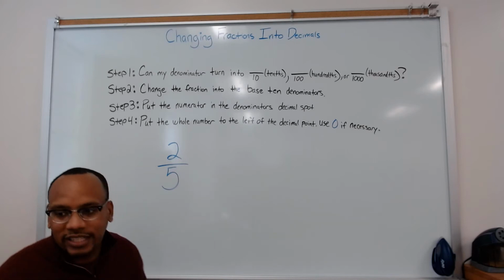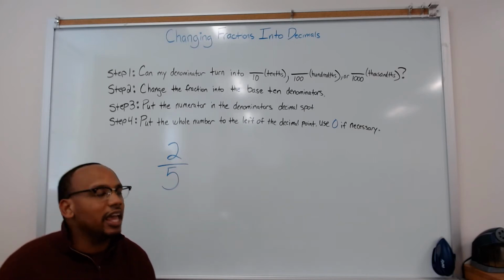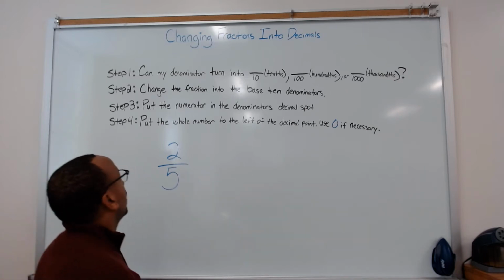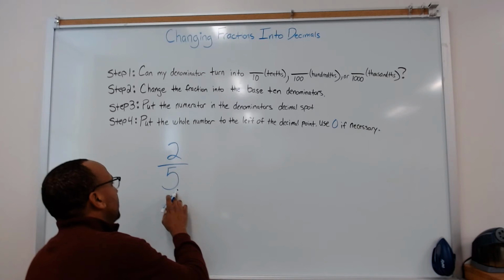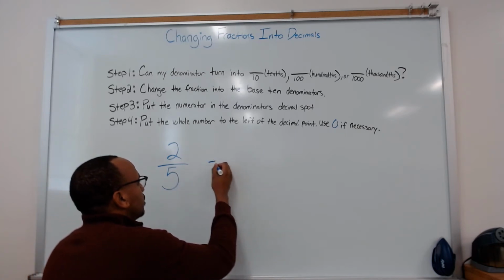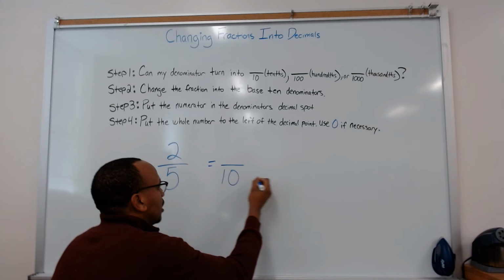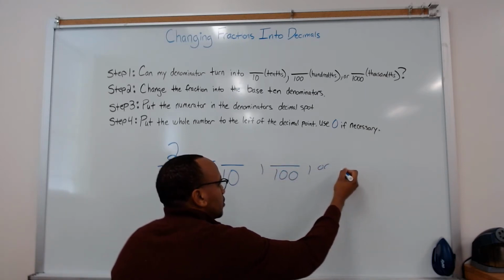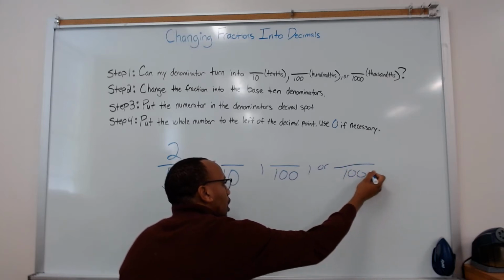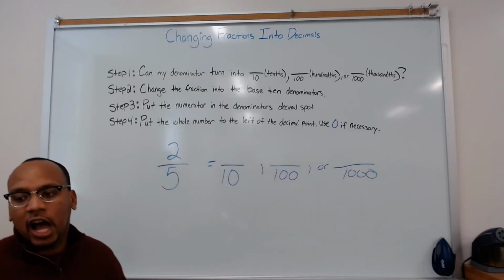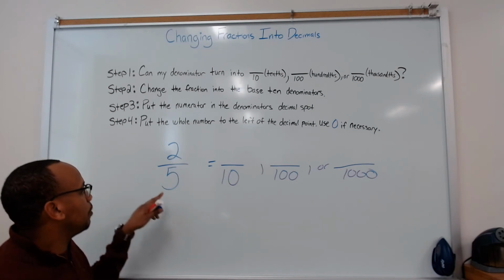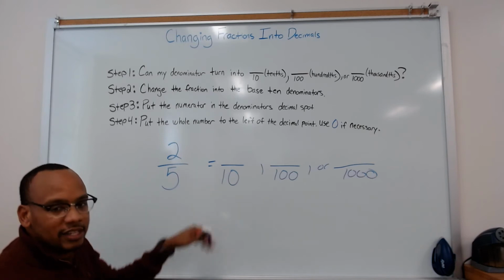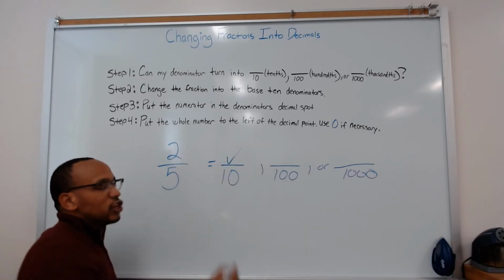All right? I want to change 2/5 into a decimal. So you ask yourself, can fifths turn into tenths, hundredths, or thousands? How do I determine that? Well, 5 times what gives me 10? 5 times 2 gives me 10. I can turn it into tenths.